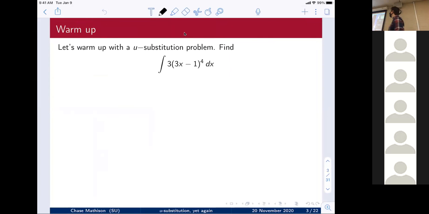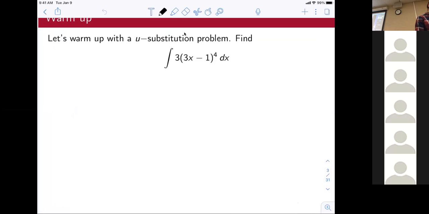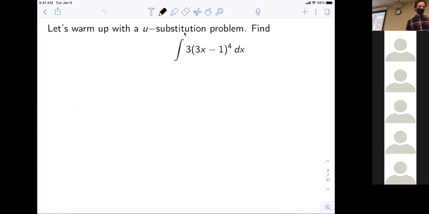So let's jump right into a warm-up use substitution problem. We want to find the indefinite integral of 3 times (3x minus 1) to the fourth with respect to x. The first question we should ask is, do I know a simple function that has this as its derivative? I don't. I don't know about you guys, but I don't. So what should we do here?